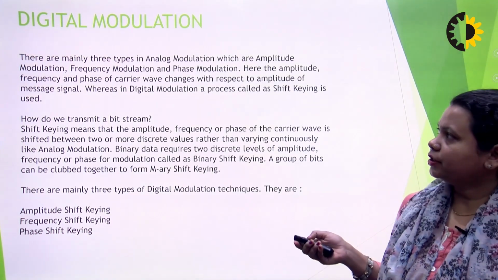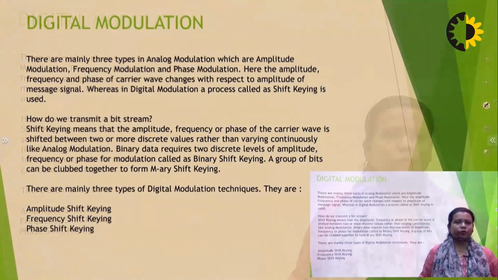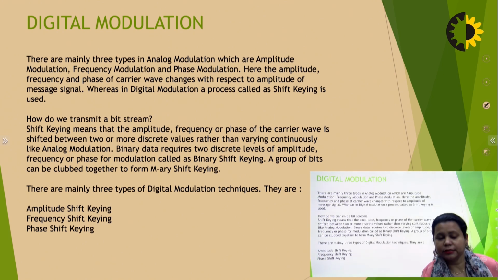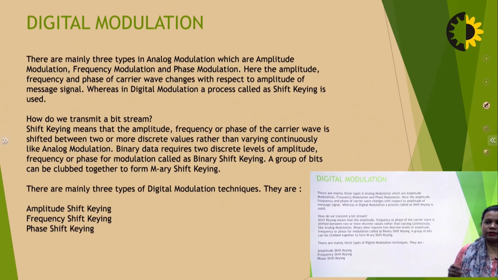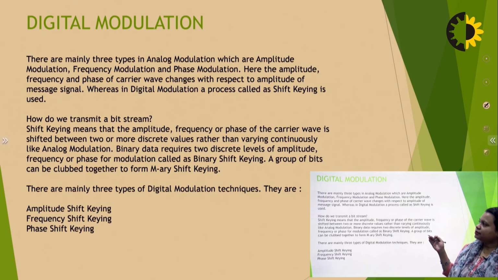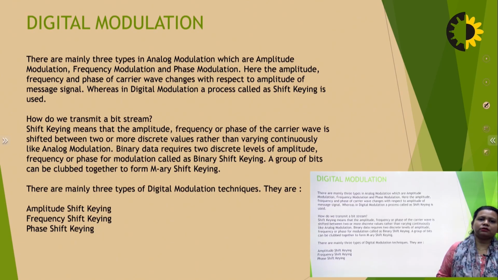So digital modulation is basically a modulation technique. As we all know, modulation can be done in two forms, as we have two types of signal: analog signal and digital signal. In digital modulation, we are using a digital signal as our message signal, and the carrier signal is the same analog signal.